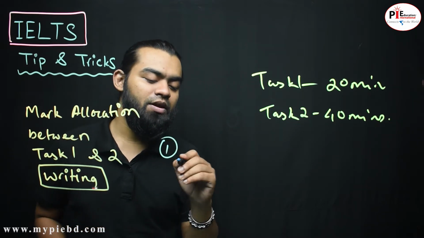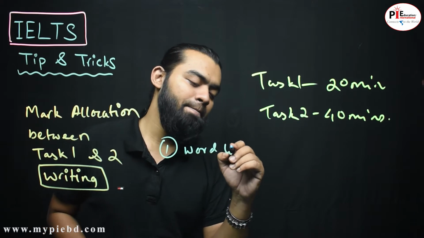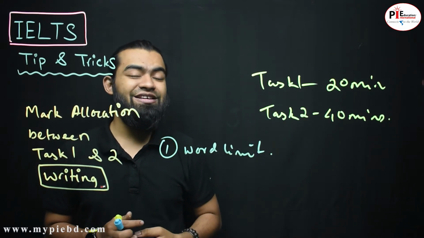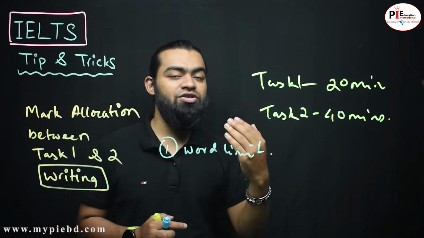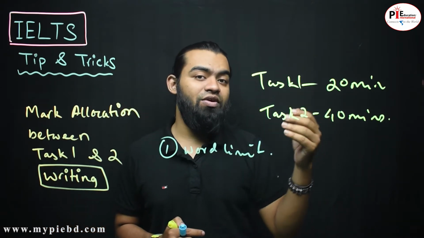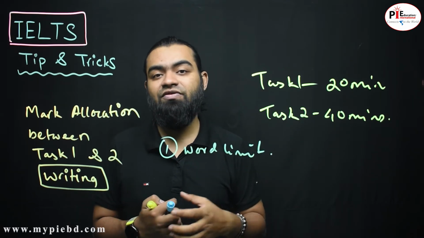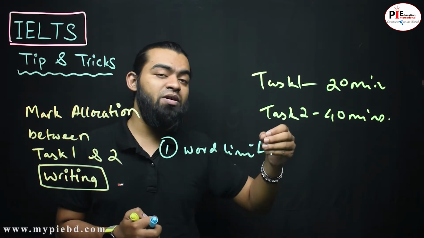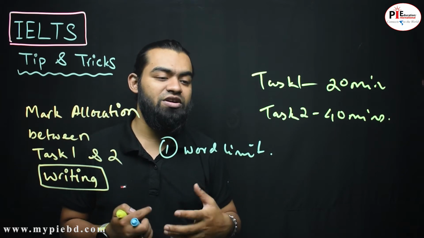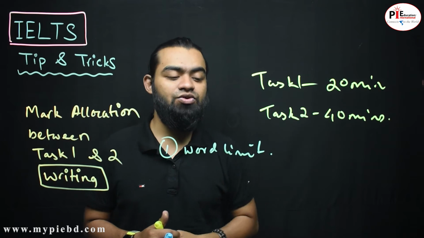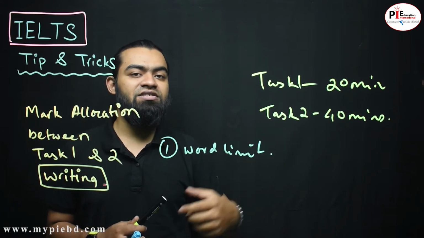Number one, word limit. The first very basic difference between task 1 and task 2 is the fact that you have a different word limit for each of these tasks. In task 1, you have to write 150 words at least. In task 2, you have to write 250 words. So you have to write above the minimum word limit. So the first reason as to why you need more time for task 2 is the fact that you have to write more in task 2.